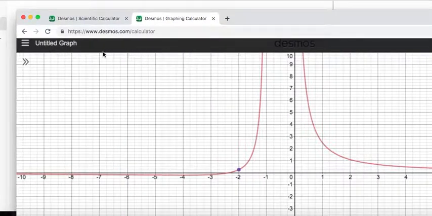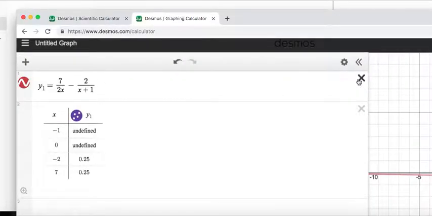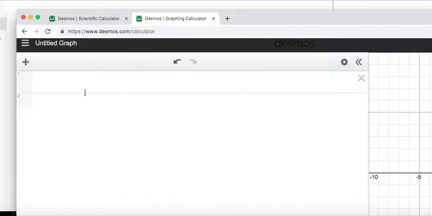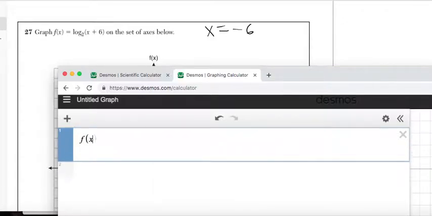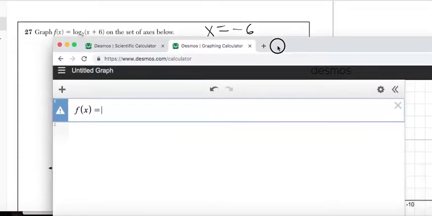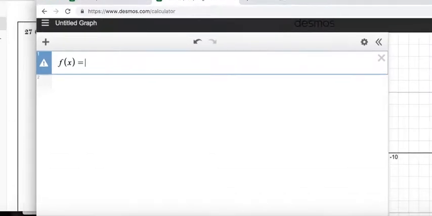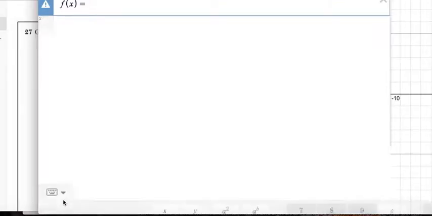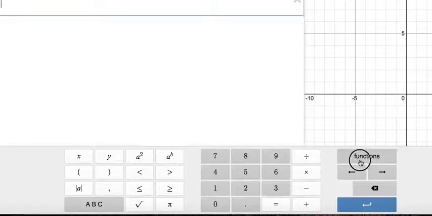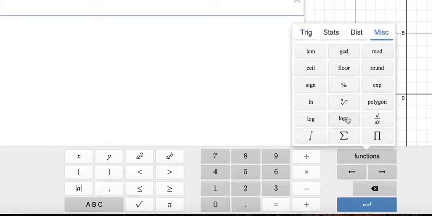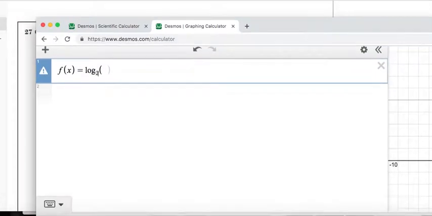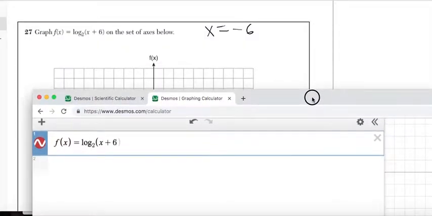Now what I'm going to do is enter that equation. It was f of x equals log base 2. What I love about this calculator is you could actually just enter f of x. You can't do that in every calculator. And I'm going to make sure that I could get log base 2 of x. Miscellaneous, log with the given base. So log base 2 of x plus 6, and that's all there was to it.